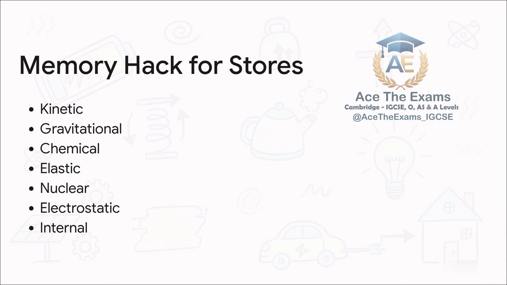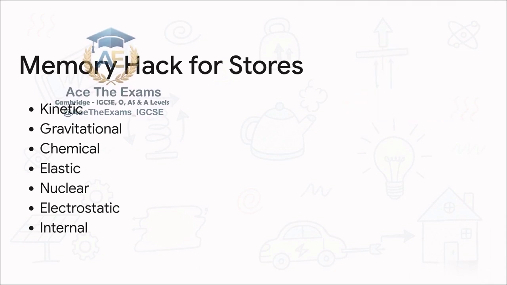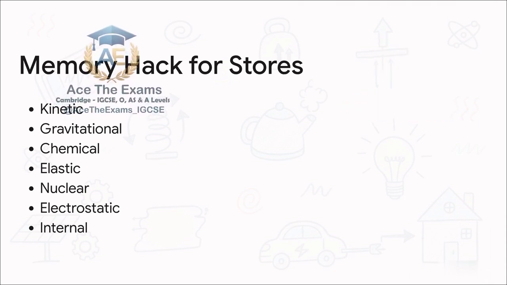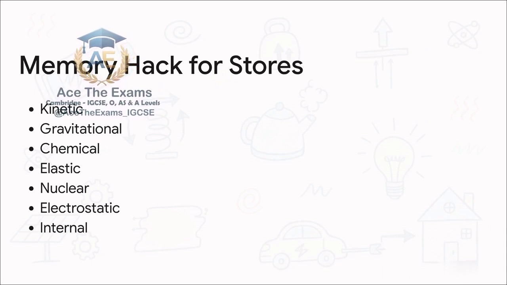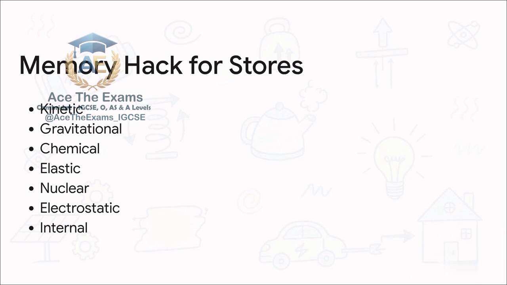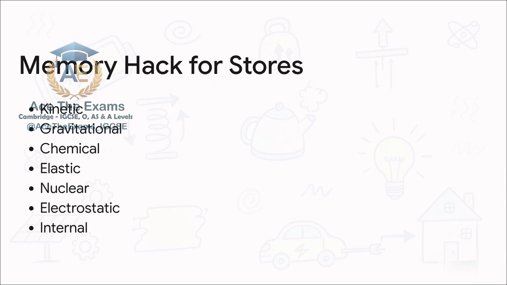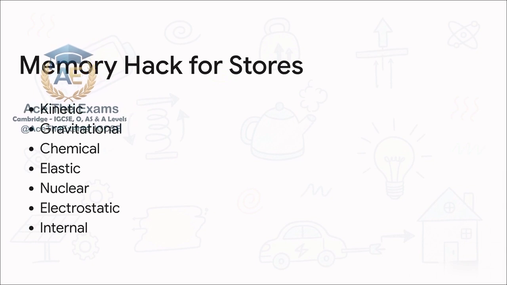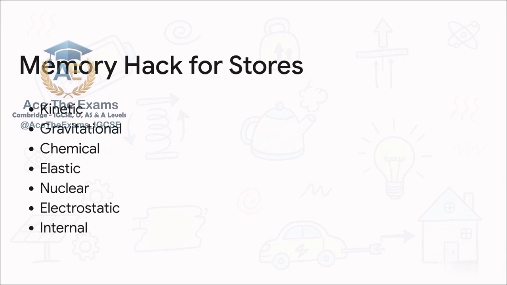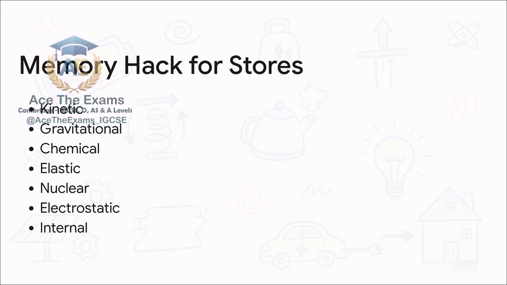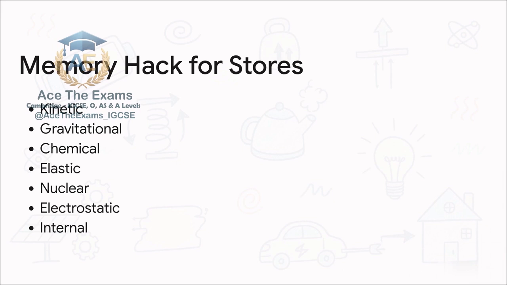So how do we make sure we never, ever miss a store when analyzing a complex system under exam pressure? You need to develop a memory hack. Grab a pen right now and look at these first letters on the screen. K, G, C, E, N, E, I. I highly recommend creating your own mnemonic from this exact list to lock these 7 specific stores into your visual memory. Maybe something like kids go crazy eating nuts every ice cream. I don't know, make it weird. Weird things stick in your brain.